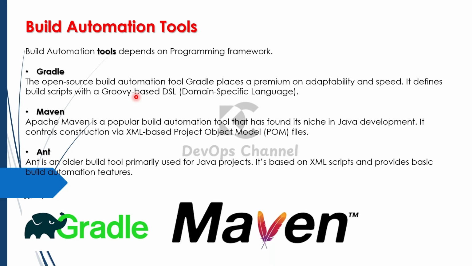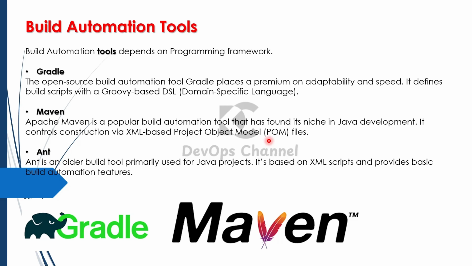Next one is Maven, also one of the most popular. Apache Maven is a popular build automation tool that found its niche in Java development. The programming framework used for Maven is Java. It controls the build via an XML project object model file. There is a main file called pom.xml, which is the control file of Maven.